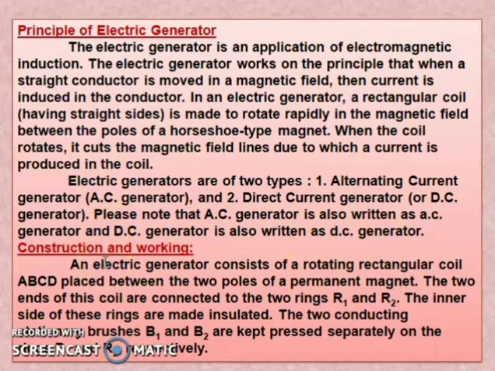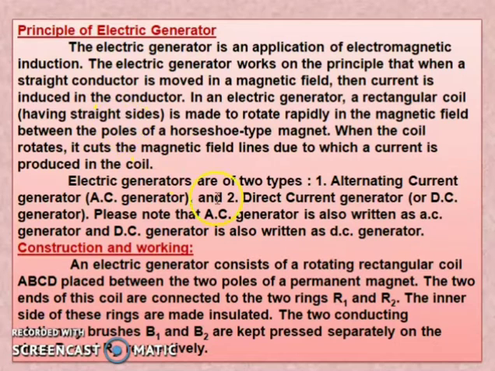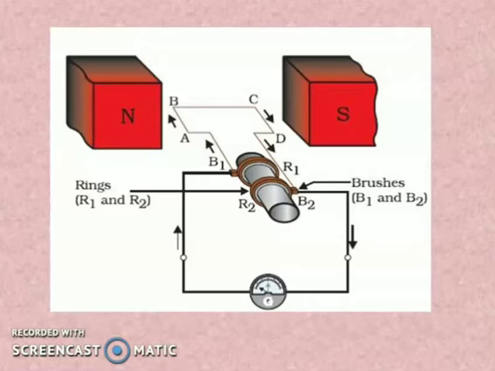Now we will see the construction and the working of this. The electric generator consists of a rotating rectangular coil ABCD placed between the two poles of a permanent magnet. You can see the diagram, this is ABCD, placed in between the permanent magnet. The two ends of the coil are connected to two rings, R1 and R2.